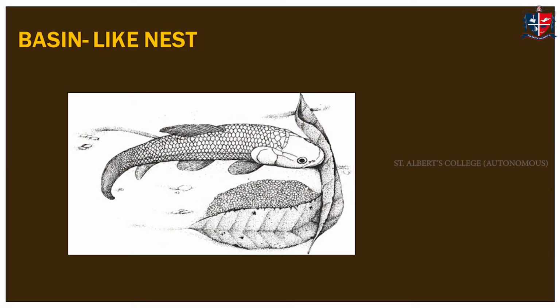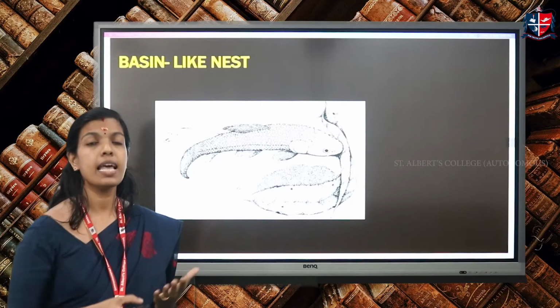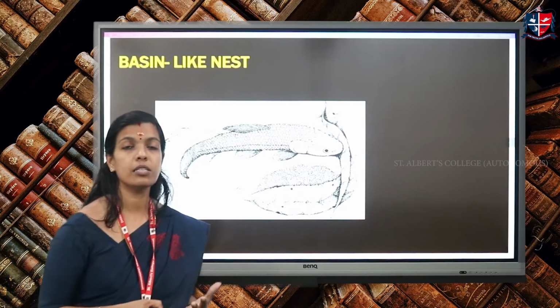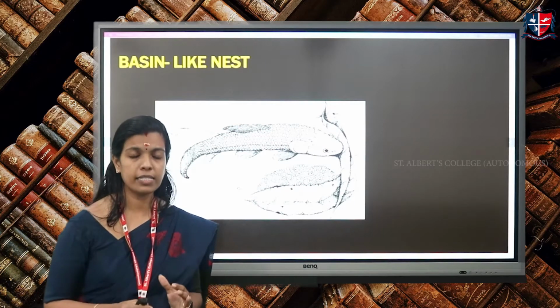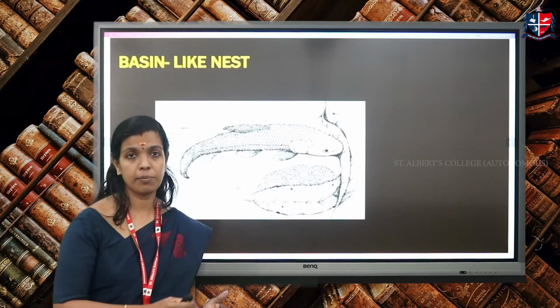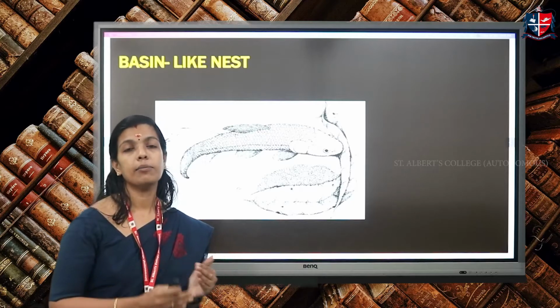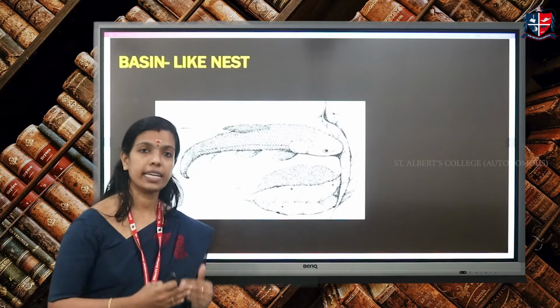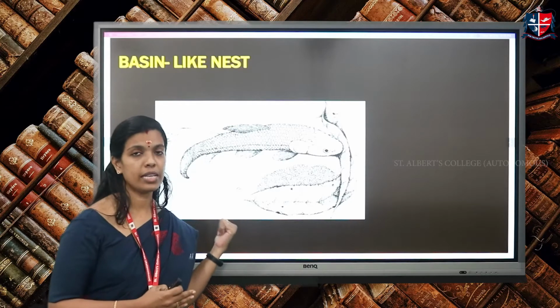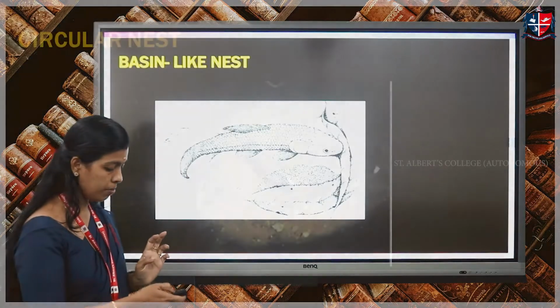So a basin-like nest. In this case, usually a basin-like nest is formed using various aquatic vegetation or pebbles or any material of that sort, the substrates, and then they make a basin-like nest wherein the eggs are laid. So the eggs would be laid, and then the males would be coming, and they would be again taking care of the eggs. It's most commonly exhibited in darter fish. So this is the basin-like nest which is formed by the fish.